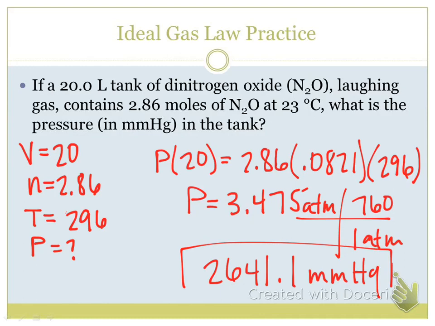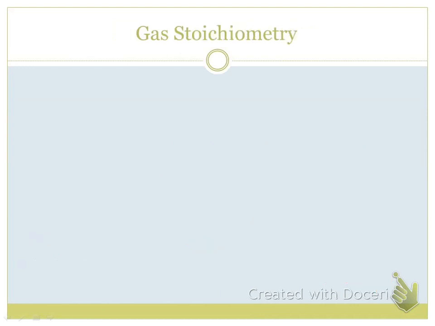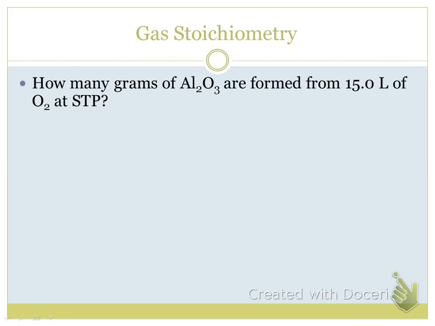Okay. We're going to look at gas stoichiometry now. Gas stoichiometry is just regular stoichiometry, except you might be converting from moles to liters, which is why I gave you that 1 mole to 22.4 liter conversion. Okay?